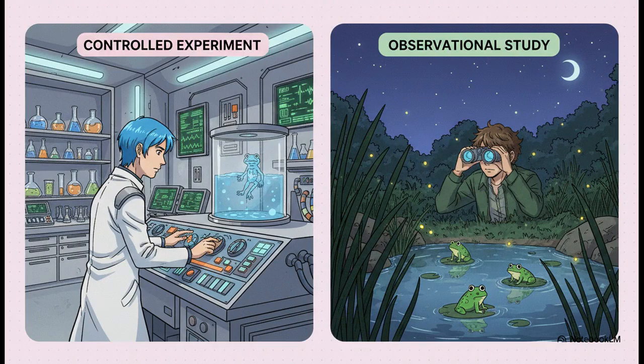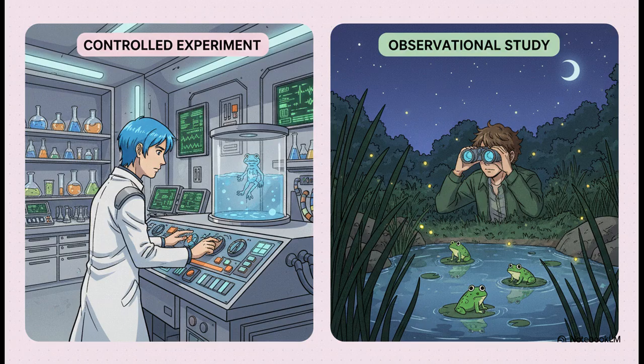When it comes to gathering data, scientists have two main approaches. On one side, you've got the controlled experiment, which usually happens in a lab. It's a totally artificial setting, where a scientist changes just one single thing to see what happens. And on the other side, you've got an observational study.